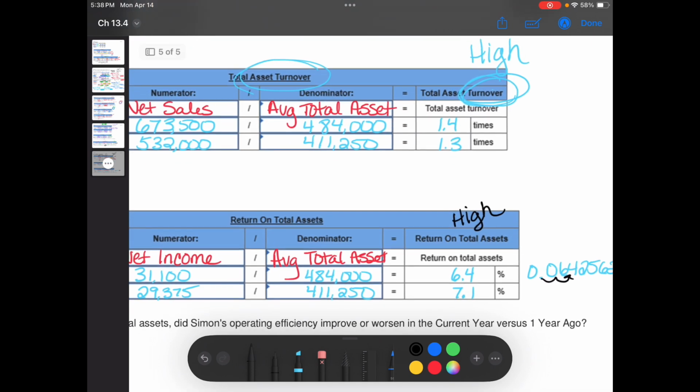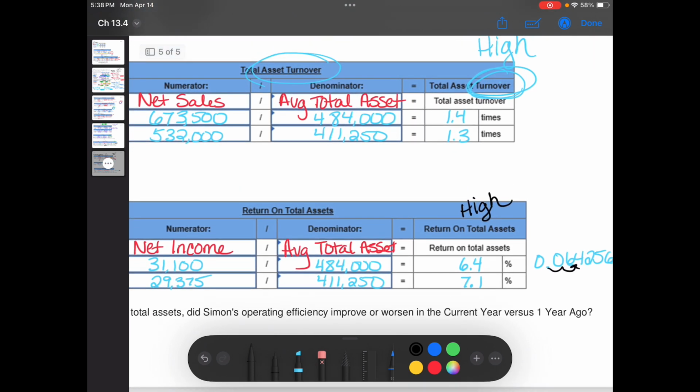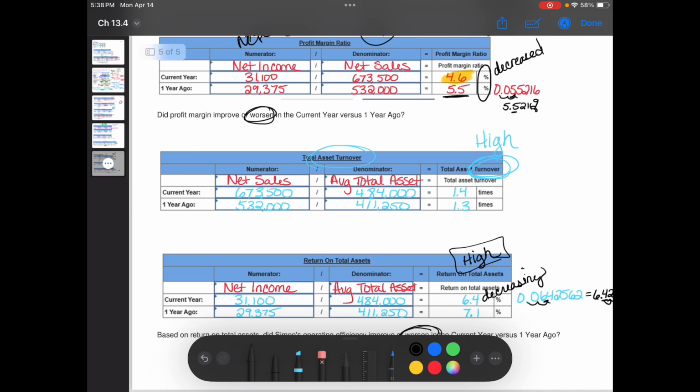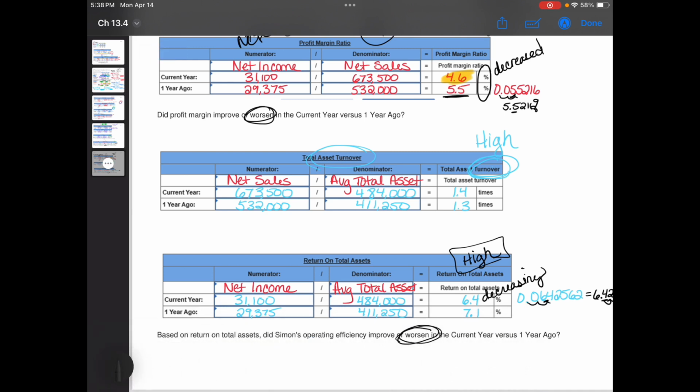Now, the problem with this one is that of course, we want this to be high, but it's decreasing. So the fact is that it didn't stay the same and instead it decreased. If anything, we want it to go up. But because it decreased, it means it worsened. So we're back to that worsened situation that we've been in just about this whole time. So, all right, well, that's it for this problem. I hope you learned a lot about ratios.